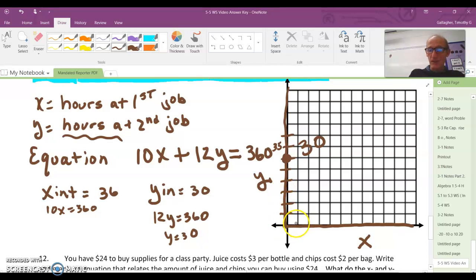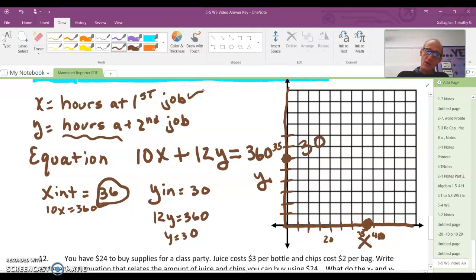Now 36 is a little bit trickier. But we'll figure it out. We got 5, 10, 15, 20, all right? 25, 30, 35, 40. Now, 36 is right about here because the x-intercept is 36. And this is the x-axis, which represents the hours at the first job. So now what we're going to do is we're going to connect them. Okay? We're going to connect them like that.